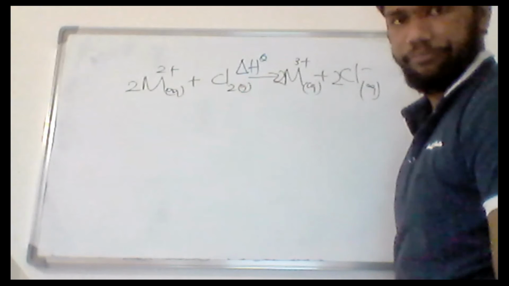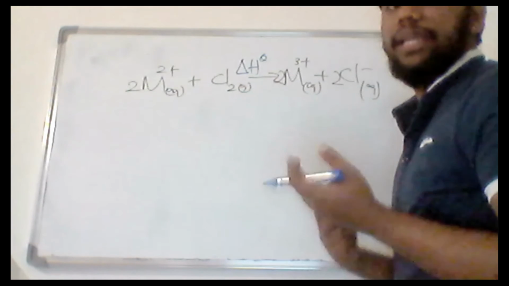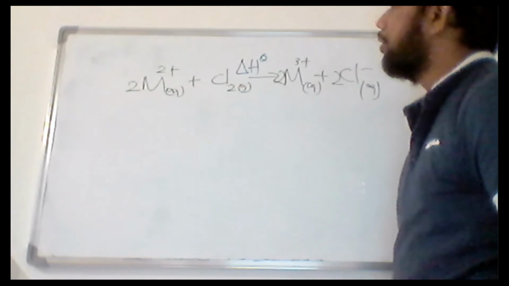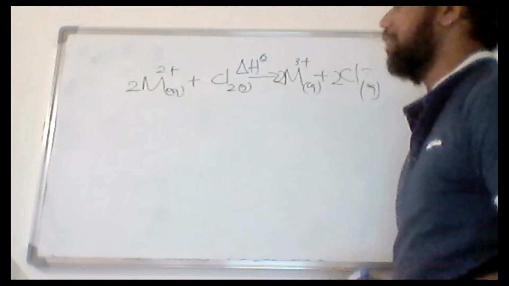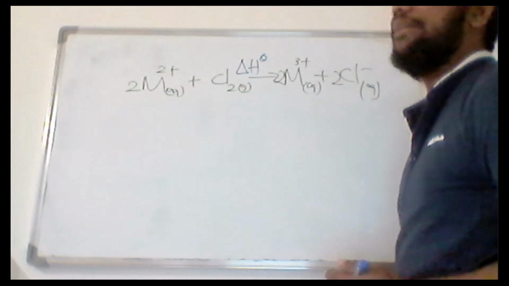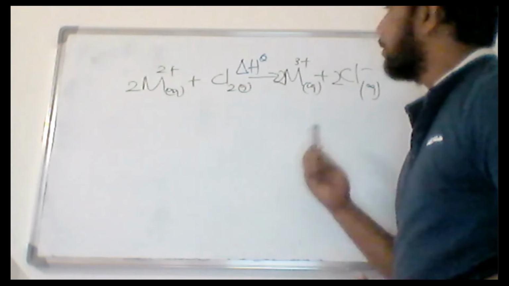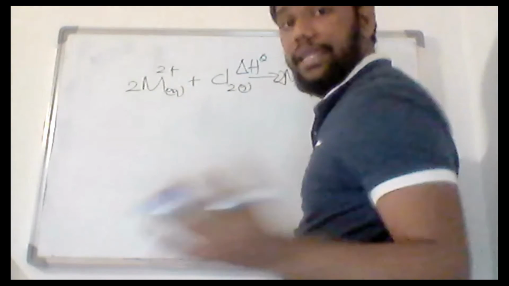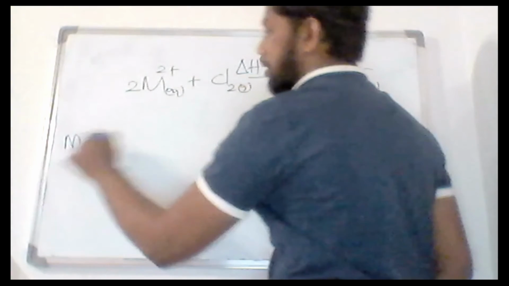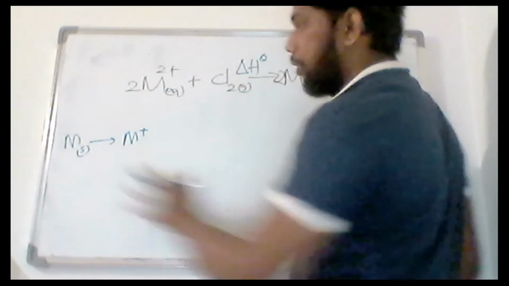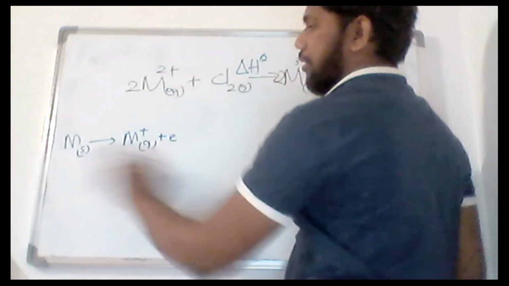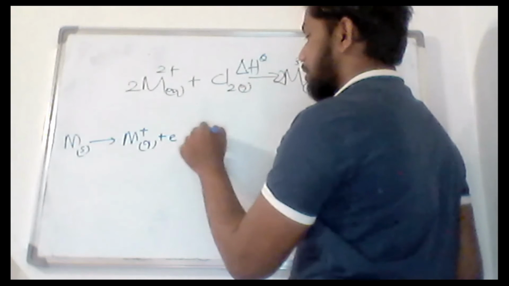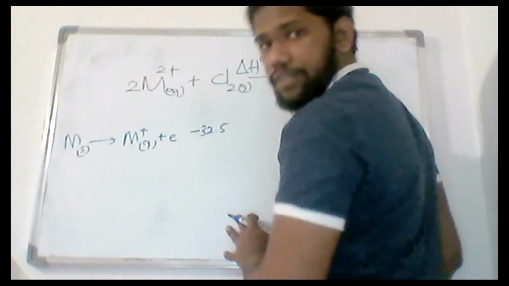That is our idea. For this purpose, they have given the enthalpy data that we necessarily need. The idea is how you are connecting those data to this reaction. According to this, the data they have given is M solid to M+. I'm not going to put the physical state for the rest. This is minus 32.5 kilojoules per mole at 25 degrees Celsius.